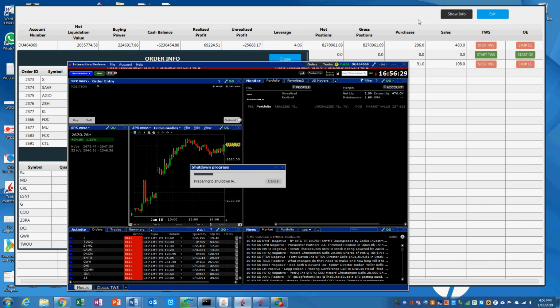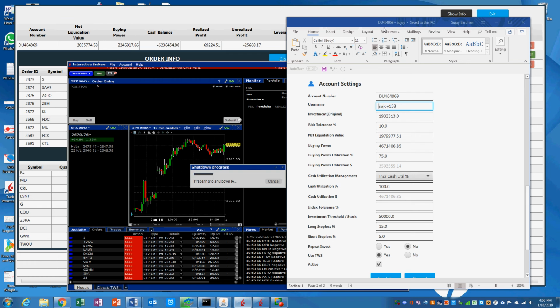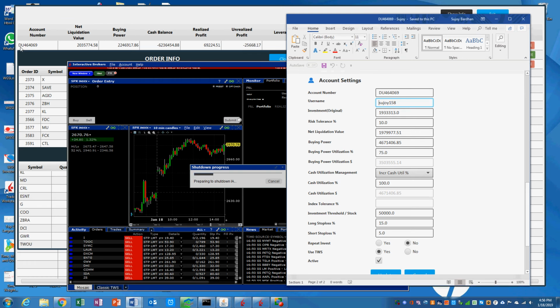million, where the risk tolerance was around 10%, and the buying power, which was given by Interactive Brokers, was around 4.67, which you just saw, which was around four folds. So we are using 75% of that buying power, which is 3.5 million from 4.6. And we are utilizing the cash 100%. So this guy is a very aggressive investor.